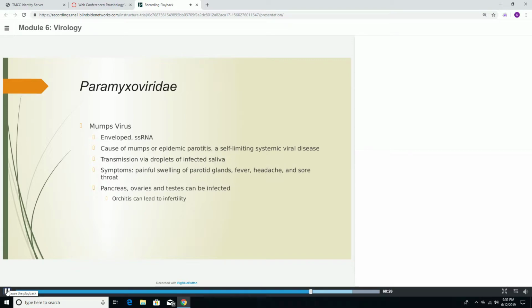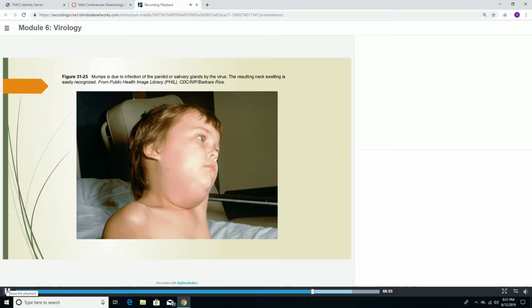Now, the mumps virus is an enveloped, single-stranded RNA virus. It causes mumps, or epidemic parotitis, a self-limiting systemic viral disease. Transmission occurs via droplets of infected saliva. Symptoms can include painful swelling of the parotid glands, fever, headache, and sore throat. The pancreas, ovaries, and testes can become infected, and it can lead to infertility with a mumps infection. This is just a picture of somebody with mumps.